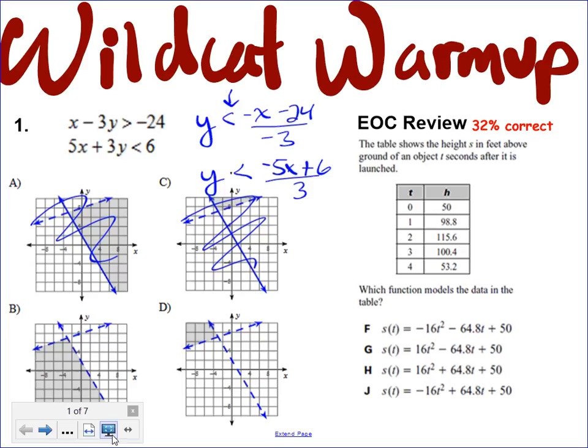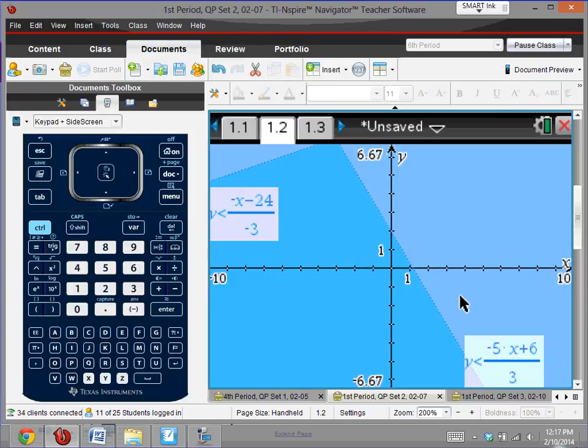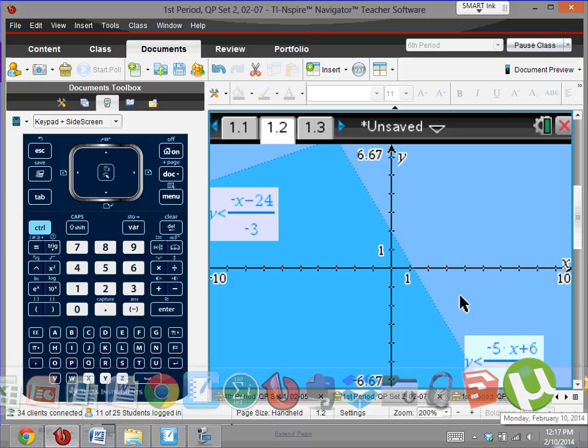And then when you graph this, let's see here. There we go. Yeah, if you said B, you were correct. My graph looked like that. Remember, you want the darkest blue. What does the darkest blue represent? Where they overlap, where they intersect. Okay.